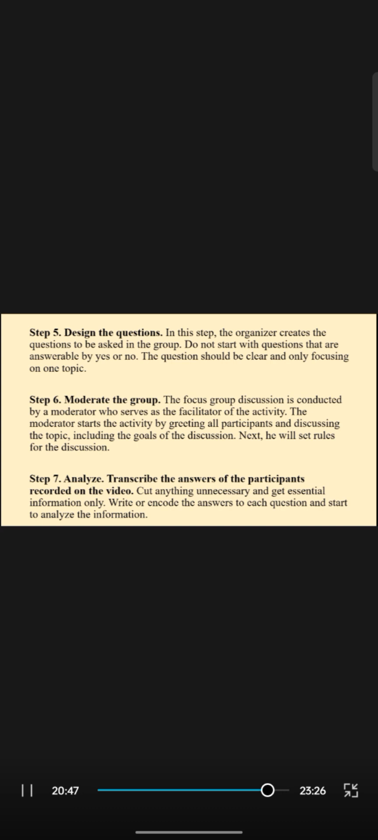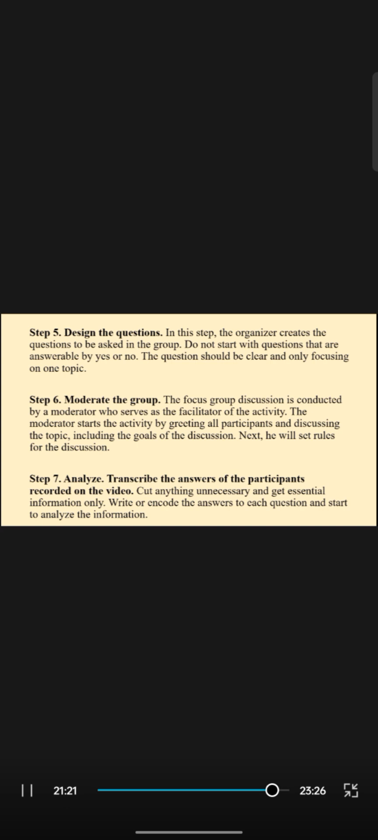Design the questions. In this step, the organizer creates the questions to be asked in the group. Do not start with questions that are answerable by yes or no. The question should be clear and only focusing on one topic. So, step 5, this is where you create the questions and they should not be answerable by yes or no. Also, the questions you make should be easy to understand and relevant to the topic.